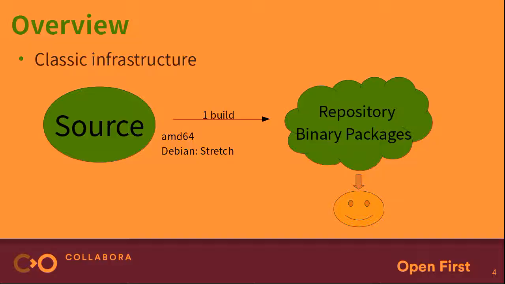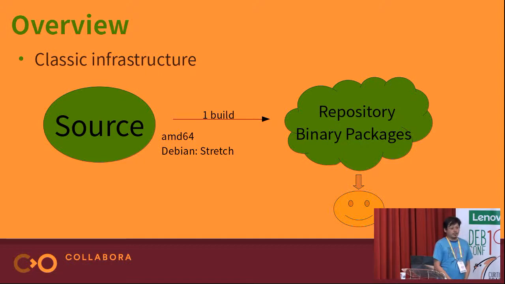Let me give you an overview of how we do it. Before we start, let's look at the classic infrastructure we use. Without OBS, we have to build the package for our customer. For example, we need a clean root. Here we use a clean root for stretch. We build the package and then publish it in the repository, so that the customer or user can get the package directly from the repository.